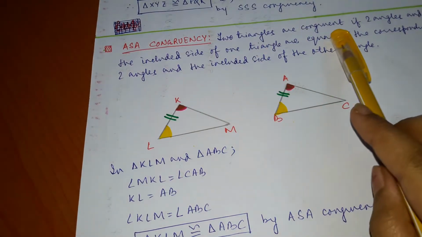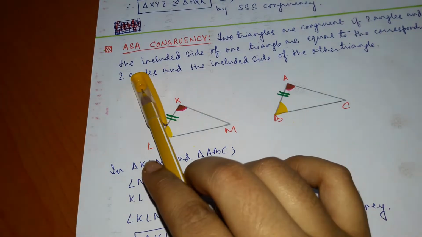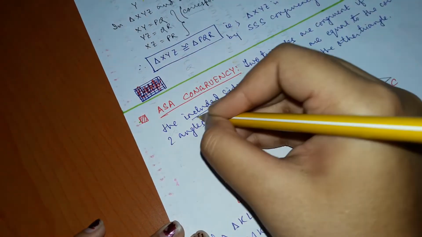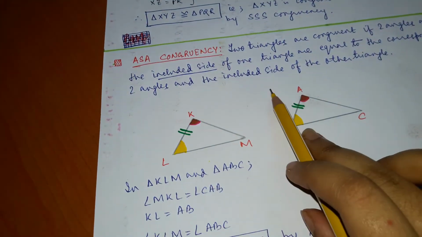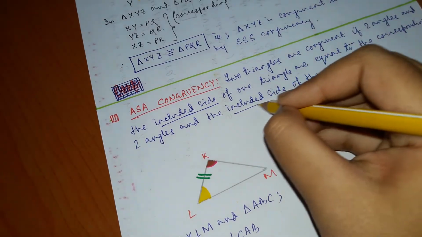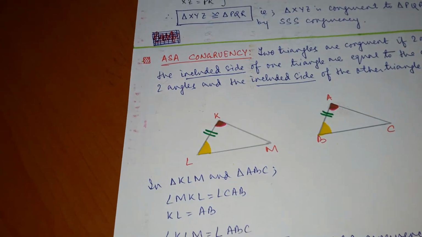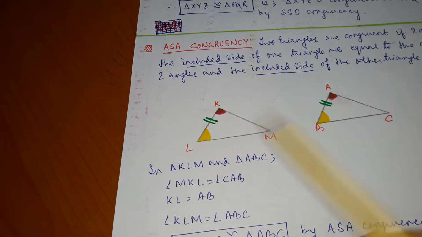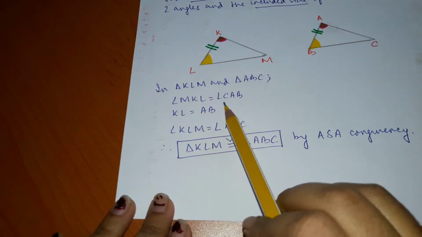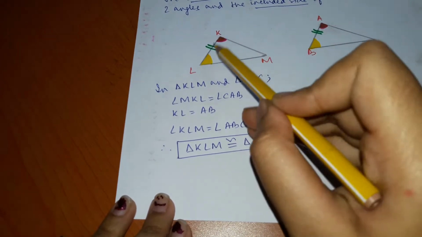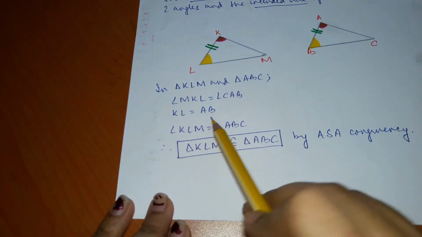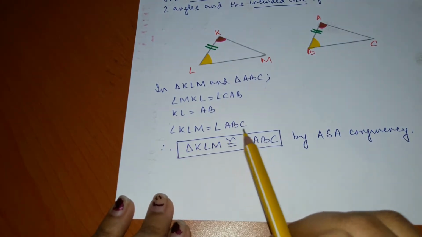Two triangles are congruent if two angles and the included side of one triangle are equal to the corresponding two angles and the included side of the other triangle. The included side is very important. So in triangle KLM and triangle ABC, angle MKL equals angle CAB, that is these two red angles, KL equals AB and angle KLM equals angle ABC.